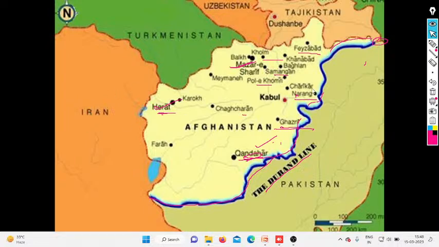It is completely landlocked: Afghanistan, Iran, Turkmenistan, Uzbekistan, Tajikistan, and India and Pakistan.